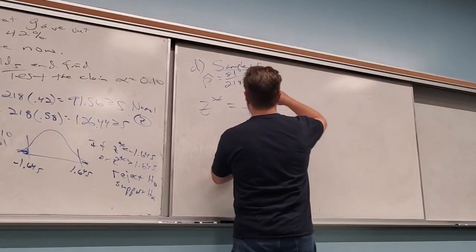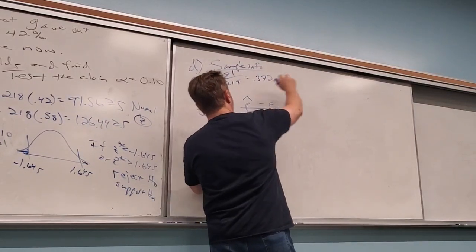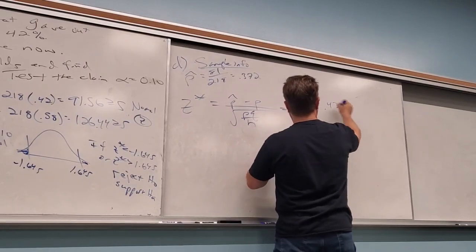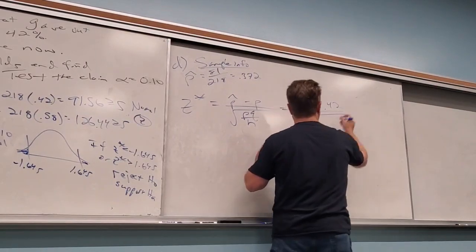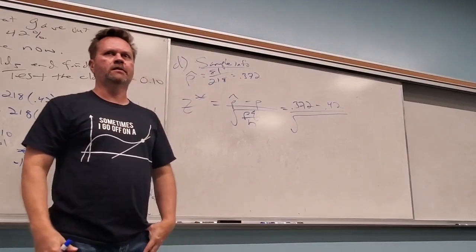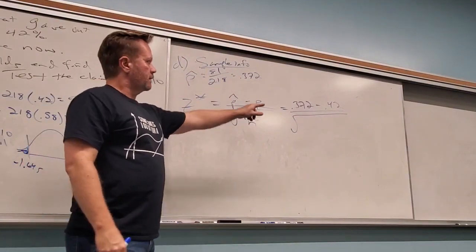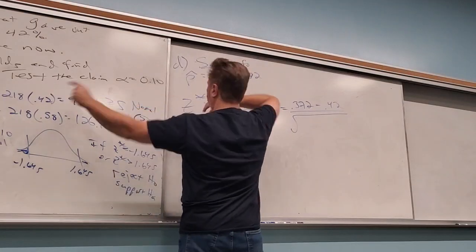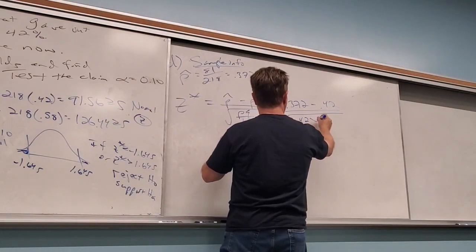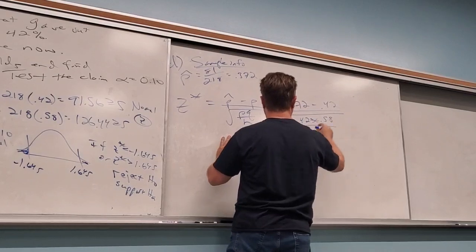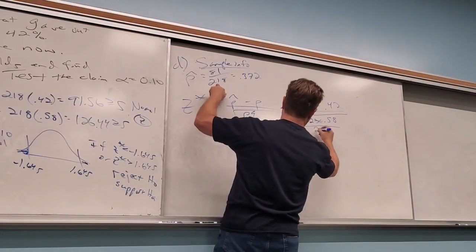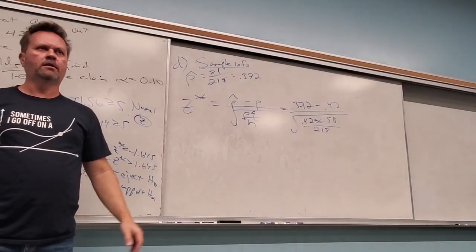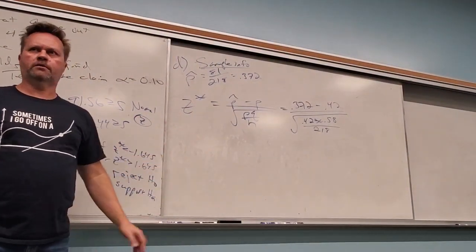So what is our p hat? 0.372. 0.42 divided by square root, and here's where everybody's gonna make mistakes. What goes inside that square root on the bottom? 0.42. Yeah, p. 0.42 times q, 0.58, divided by n. 218. The other mistake is I see 81 sneaks in there, but the n is always the bigger one. It's a total number, right?